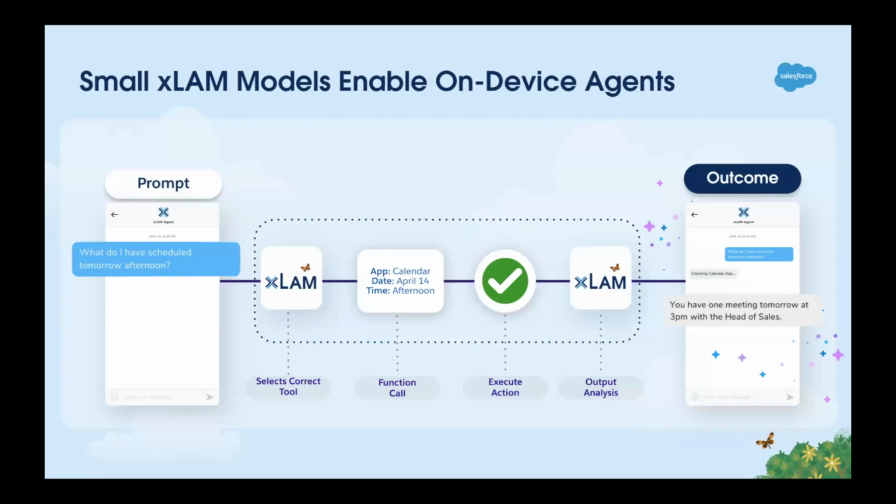And then xLAM would generate the final response, as you can see here, which is: you have a meeting tomorrow at 3 p.m. So this is an example of how you could leverage xLAM in a workflow on your phone, but of course, similar things on any of your devices or on cloud. This is how you could leverage xLAM.